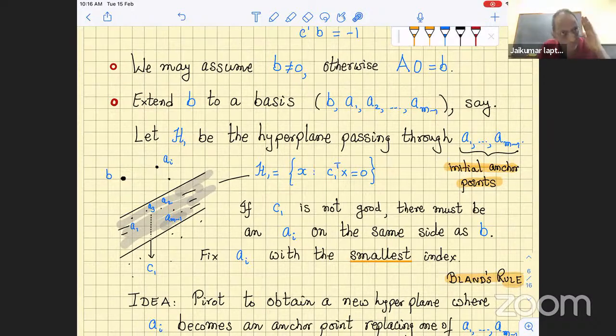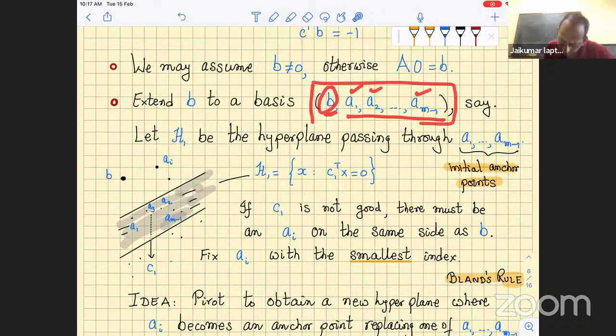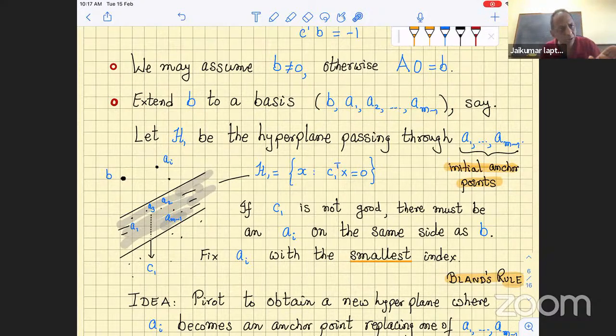So how do we start? You have this vector B, which is not 0, and B together with the AIs span the whole space. I'm not going to worry too much about the indices. Let us say that we extended B to a basis for the whole space. So we took B and we added some m-1 of the A's. Don't take these indices very seriously. We have taken B together with some m of them, and this has formed a basis for the whole space. They are all linearly independent.